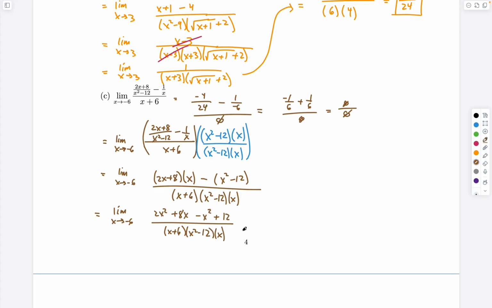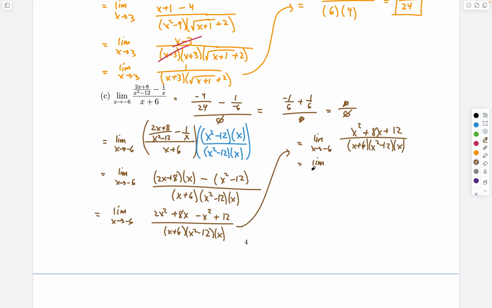Okay, we're getting there, right? So let's keep simplifying. So in the numerator, 2x squared minus x squared is x squared. 8x is just 8x by itself, and 12 is 12. There's no terms that simplify to that. And I get x plus 6, x squared minus 12, and x.